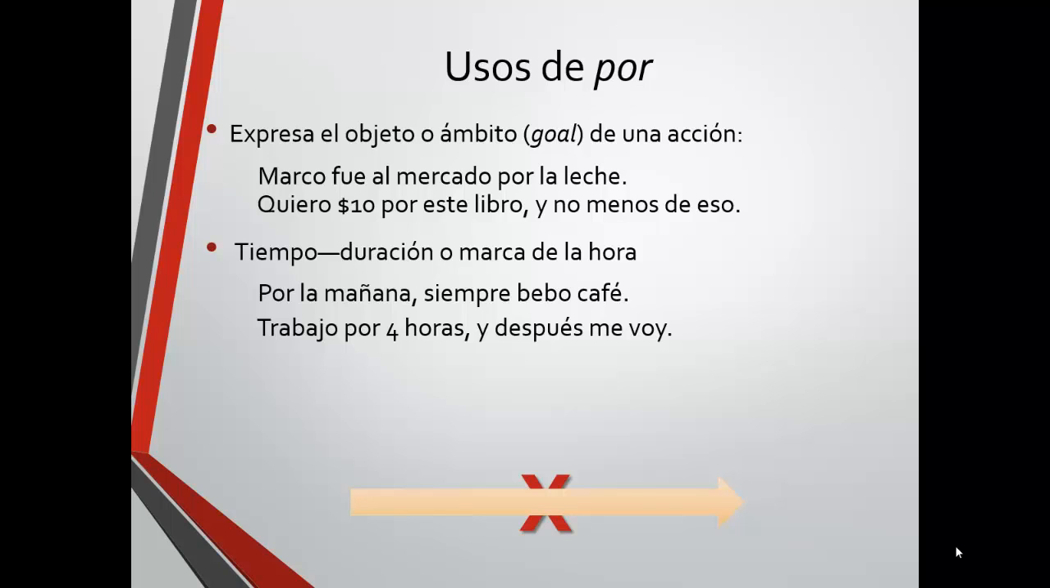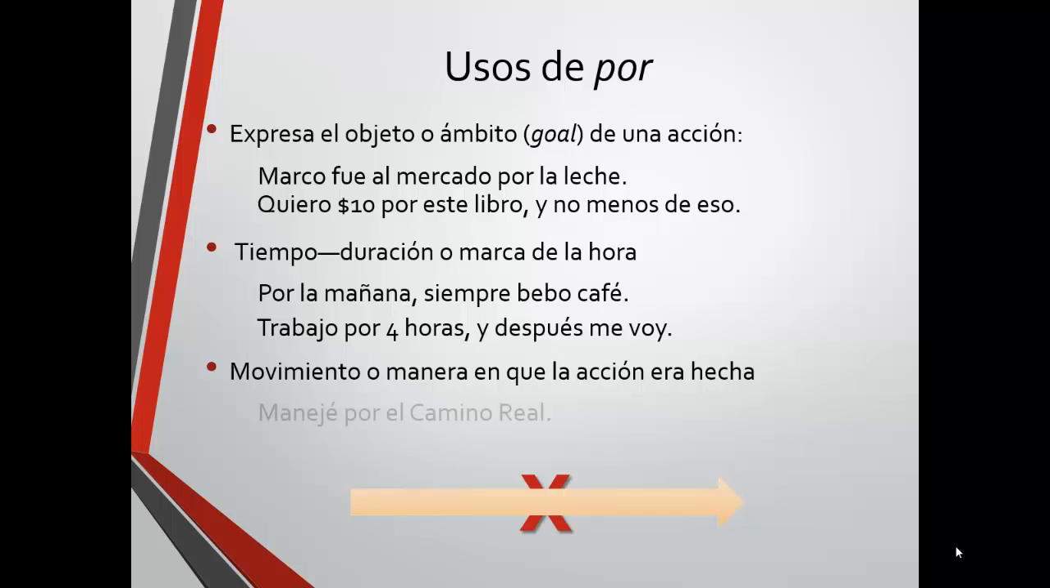Third, we can use por to describe the movement or manner that the action was done. So if we look at sentences like "manejé por el camino real" or "viajo a Austin por avión," in both of these cases, we are describing how we traveled, by taking the El Camino Real or by plane.